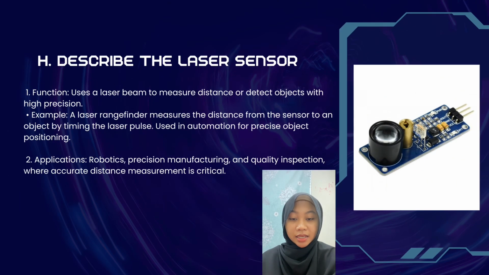For the last one is laser sensor. The function of this laser sensor is uses a laser beam to measure distance or detect objects with high precision. For example, a laser rangefinder measures the distance from the sensor to an object by timing the laser pulse. It is often used in automation for precise object positioning. For the application, it can be used for robotics, precision manufacturing, and quality inspection where accurate distance measurement is critical.